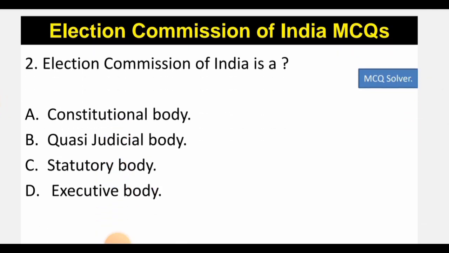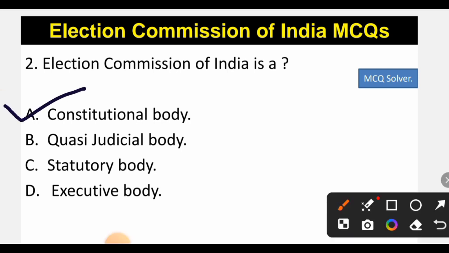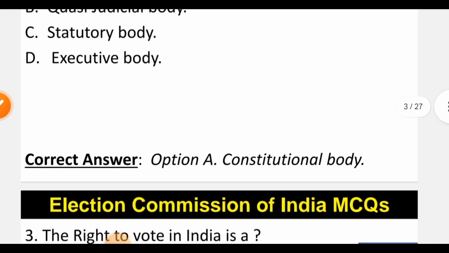Election Commission of India is a... the correct option is option A, that is constitutional body. Constitutional bodies are those bodies which are mentioned in the Constitution. So Election Commission of India is a constitutional body. Other examples are UPSC, the State Election Commission and CAG. These are constitutional bodies. So A is the correct option.